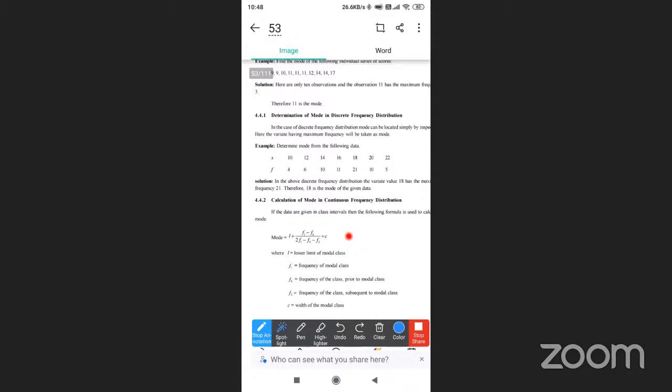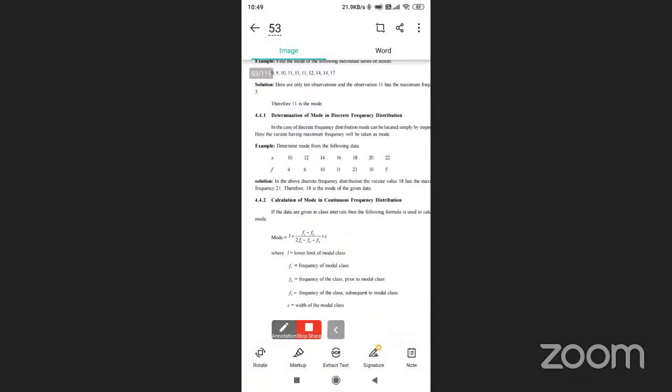Clear? You can change the formula: mode equal to L plus (F minus F1) by (2F minus F1 minus F2) into C, where L is the lower limit of the modal class, F is the frequency of the modal class, F1 is the frequency of the class above the modal class, F2 is the frequency of the class below the modal class, C is the width of the modal class. You should write it this way because it is very easy to understand.